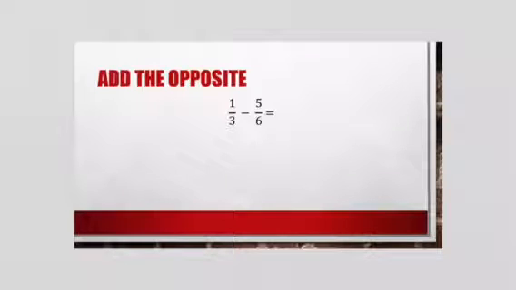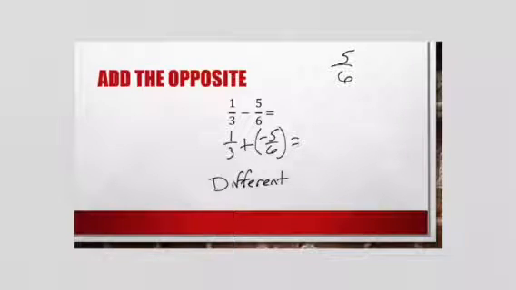1/3 minus 5/6. That becomes 1/3 plus negative 5/6. Now, since these signs are different, that means we'll be doing some subtracting. And I happen to know that 5/6 is greater than 1/3. So what's our common denominator? 6. And we simply rewrite our fractions.